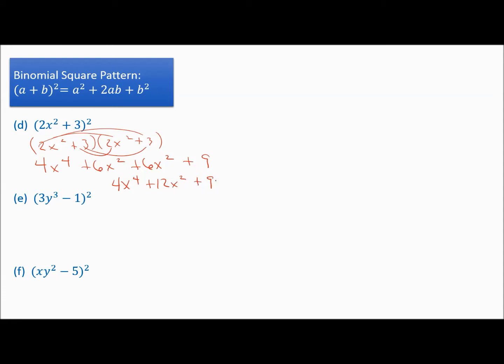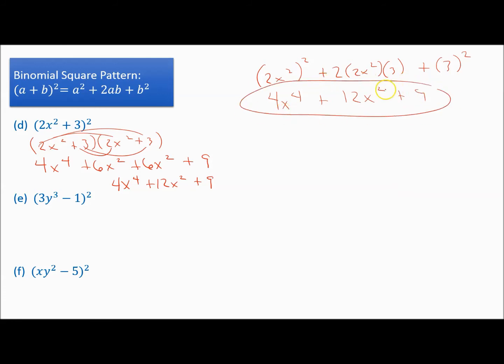Or I use the pattern. I'm supposed to square the first one. So look at it this way. 2x squared squared plus 2 times the first one, 2x squared times the second one, plus the last one squared. There I just plugged right in the formula. Then when I square 2 and x squared, it's going to be 4x to the 4th, plus 2 times 2 is 4 times 3 is 12x squared plus 9. Notice I get exactly the same thing.